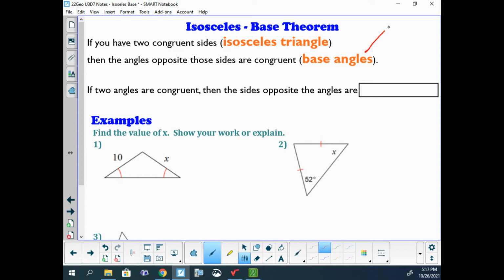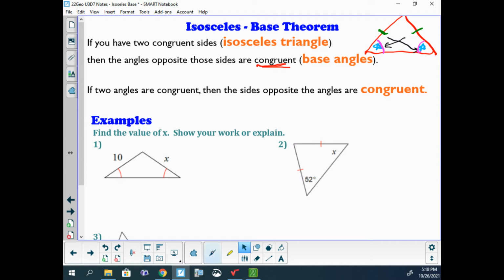So to give you just a little picture, here's a triangle. If these are my congruent sides, then those stars are the base angles. And those base angles will be congruent as well. Also, the theorem states if two angles are congruent, then the sides opposite those angles will also be congruent.